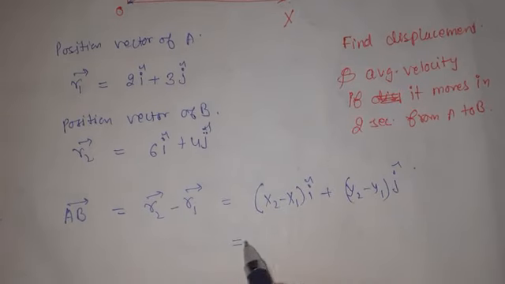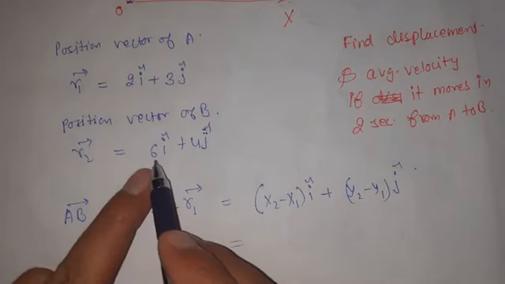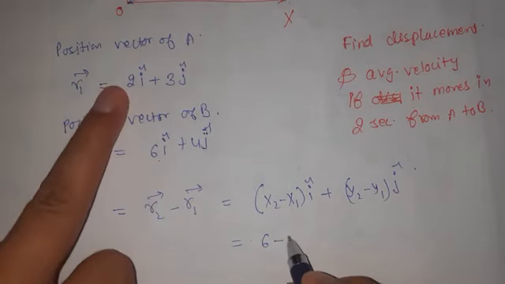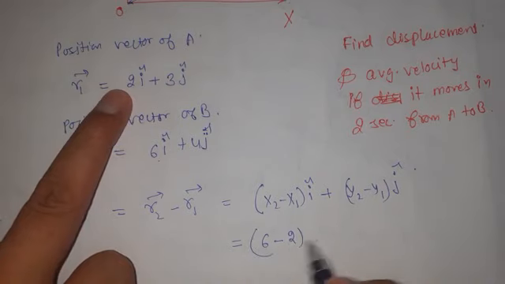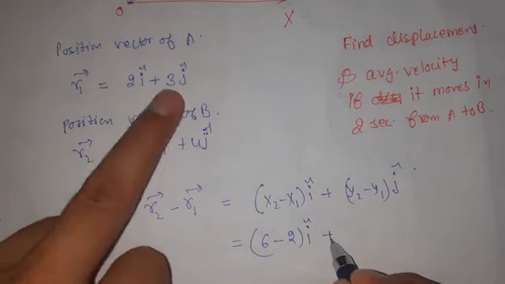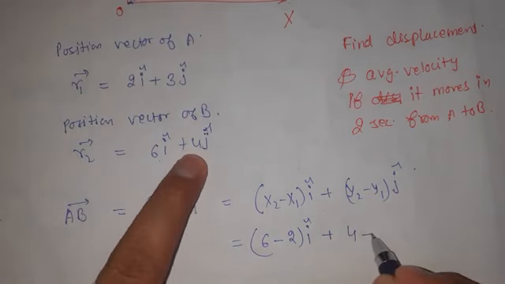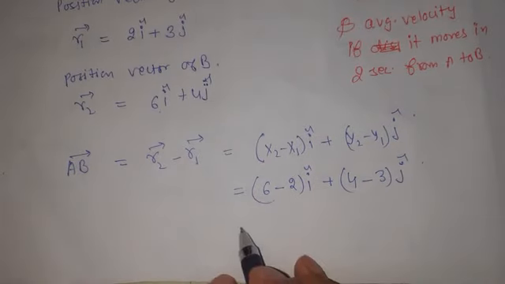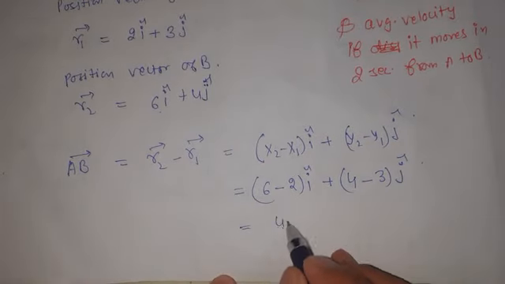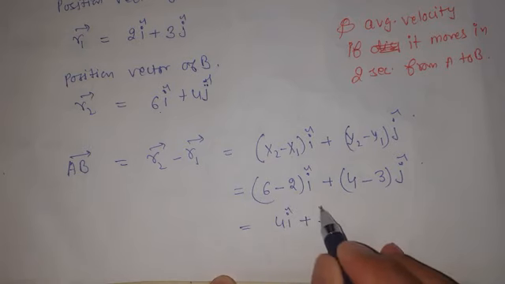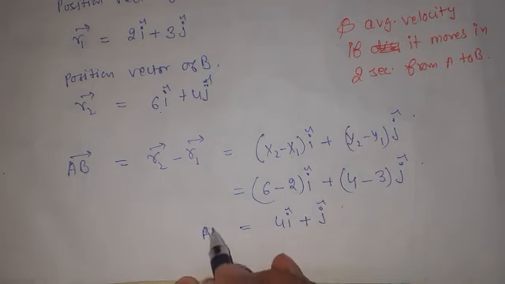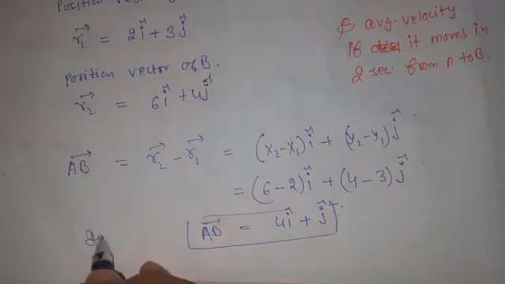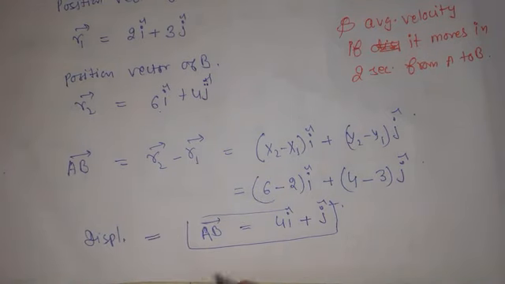Okay, so thus we will have over here that this is x-axis x2, so it is 6 minus that r1 is there, so it is 2, 6 minus 2 i unit vector plus that of y2 is 4 minus y1 is 3, and this is j unit vector. So thus we got here it is that of 4 i unit vector plus j unit vector. This is the displacement. Okay, here it is displacement AB vector.